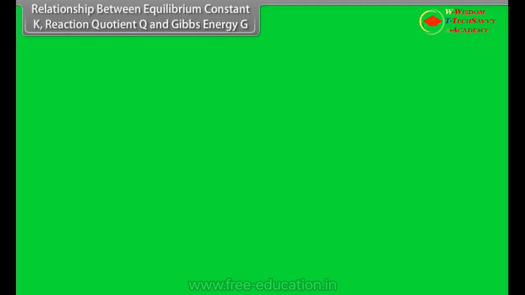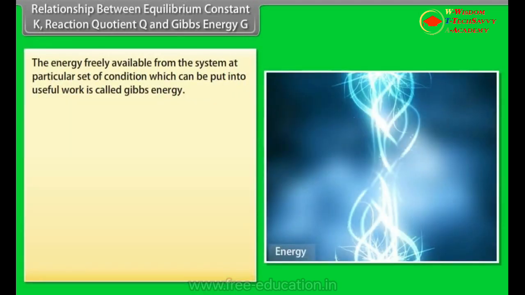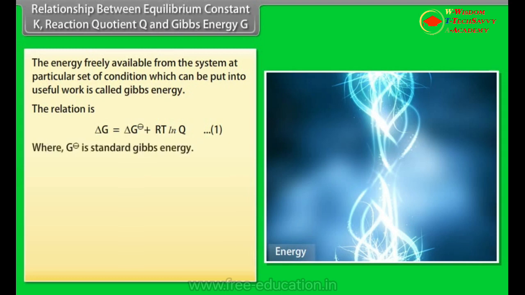Relationship between equilibrium constant K, reaction quotient Q and Gibbs energy G. The energy freely available from the system at a particular set of conditions, which can be put into useful work, is called Gibbs energy. The relation is, name it as equation 1, where ΔG° represents standard Gibbs energy.